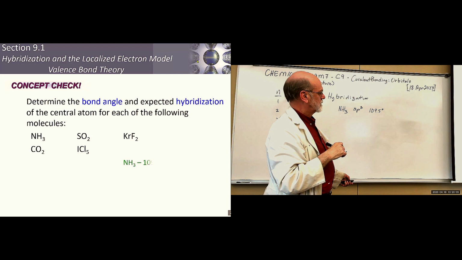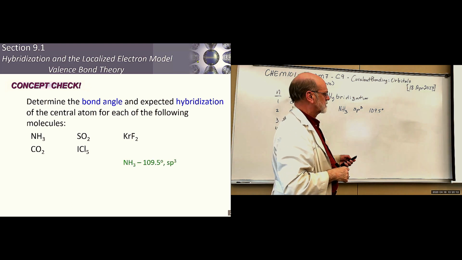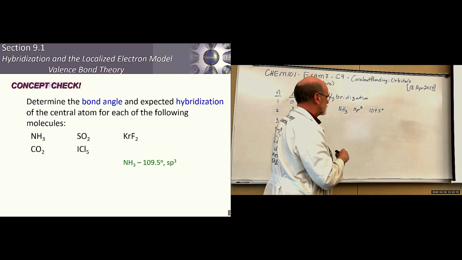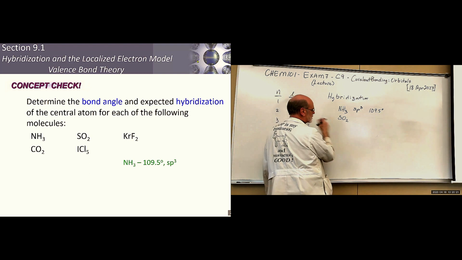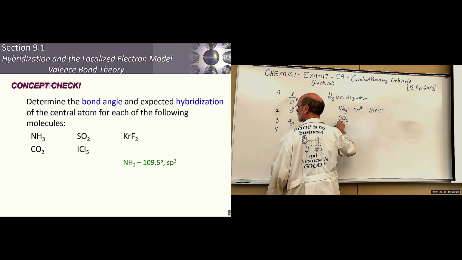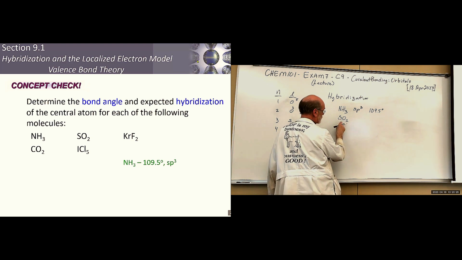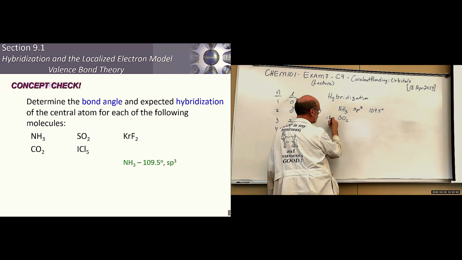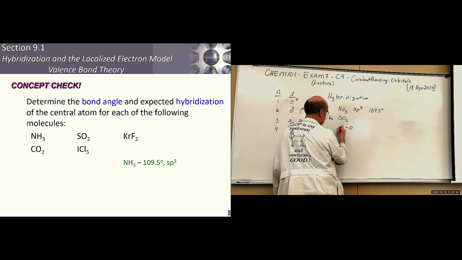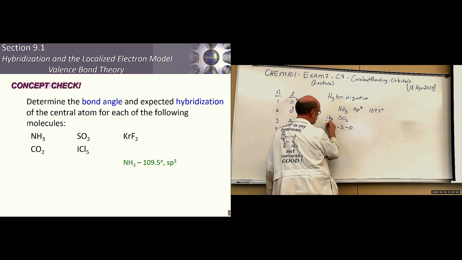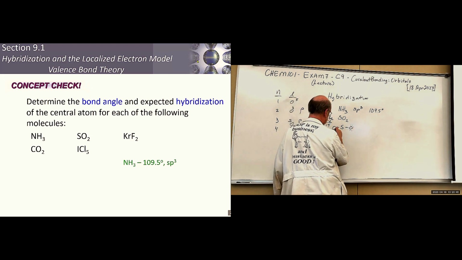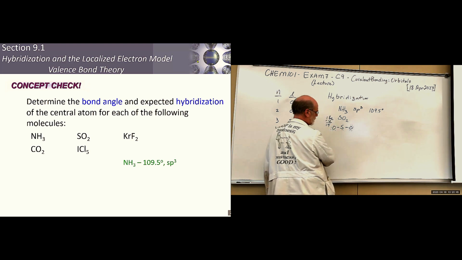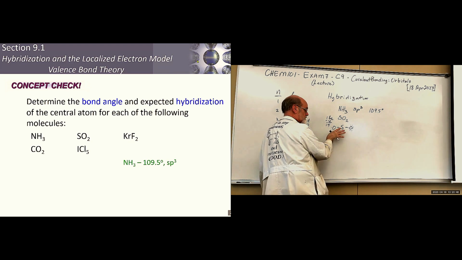Let's see. Which one's next? Do SO2. Okay, SO2. All right, so SO2 has sulfur with 6 valence electrons. 3 times 6 is 18. We have 18 electrons. We need a sulfur and two oxygens, so that's minus 4, and that's 14. So we have 2, 4, 6, 8, 10, 12, 14. Okay, that's the Lewis dot structure.